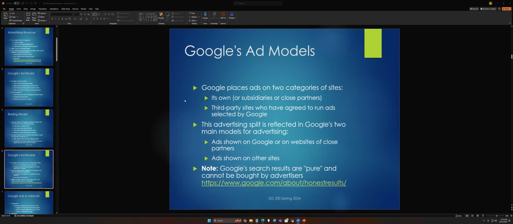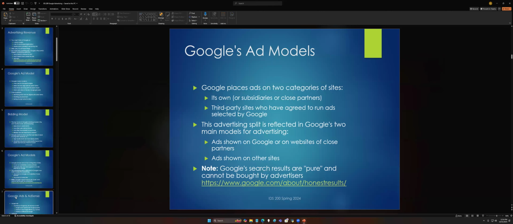Worth mentioning, Google search results are pure; they cannot be bought by advertisers. What we're talking about here with advertising is specific to ads, right? Any search results that Google shows are still ranked according to what Google thinks users actually want to see the most. Anything that's an ad will be clearly labeled as an ad or sponsored so that people know it's not really part of the search results proper. It's advertisements as opposed to actual search results.